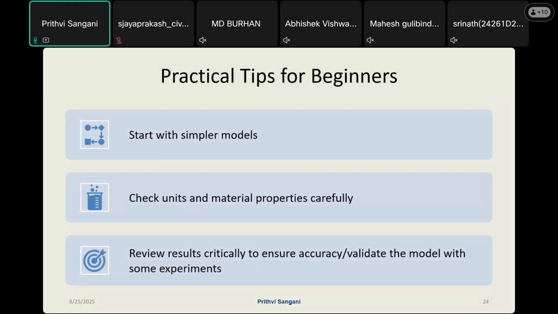Again, these are the practical tips for the beginners. Usually, we can start with simpler models, like I mentioned, and the material properties and units. See, in StatPro, you can say whether it is an SI unit or an FPS unit, or you can customize your units, right? But in Abaqus, it's not like that. You have to be unit consistent. Your units have to be consistent throughout.